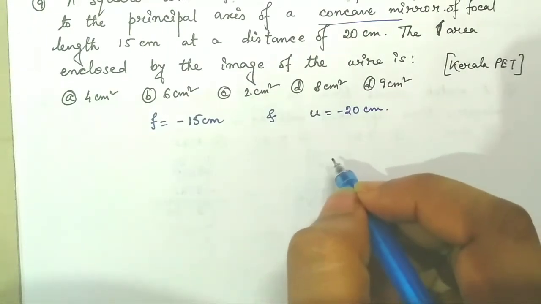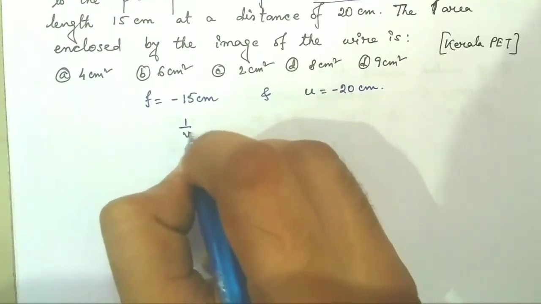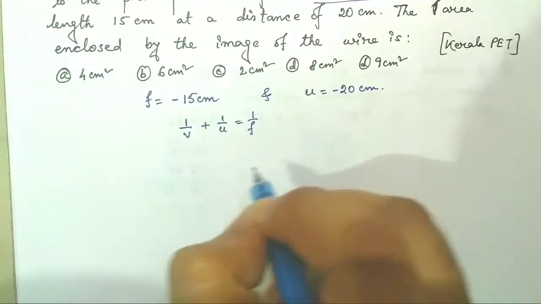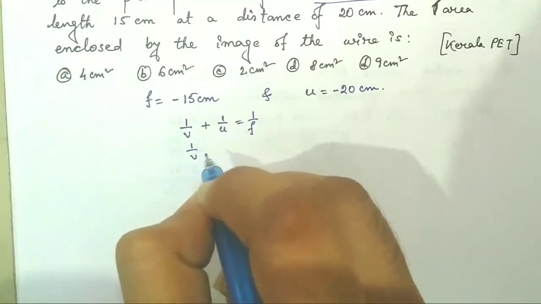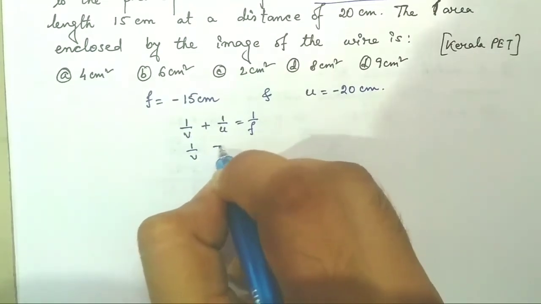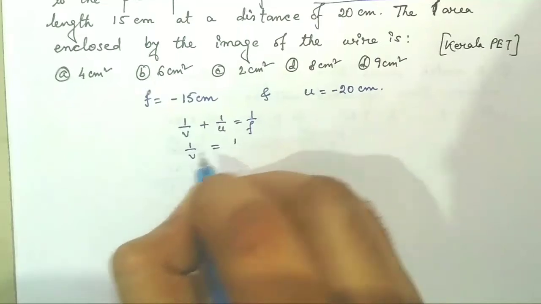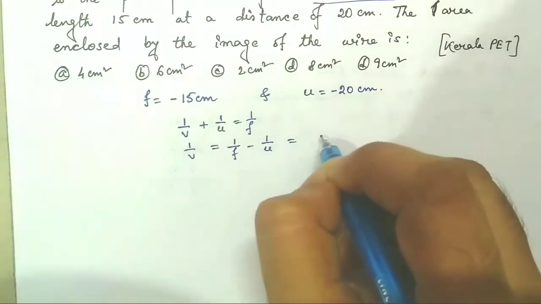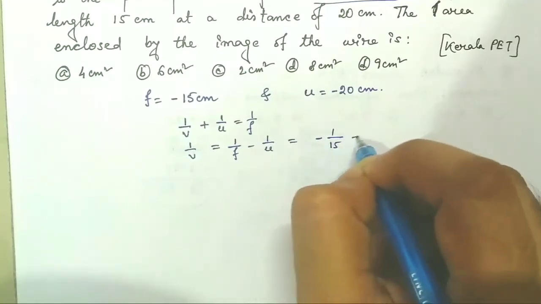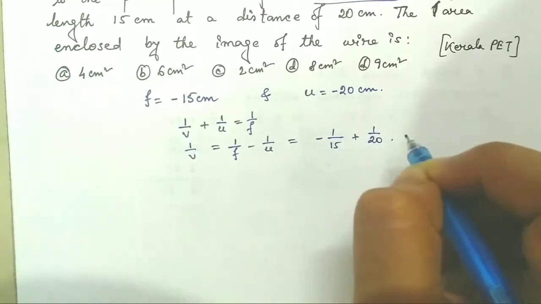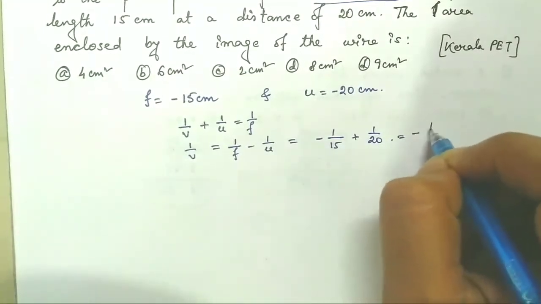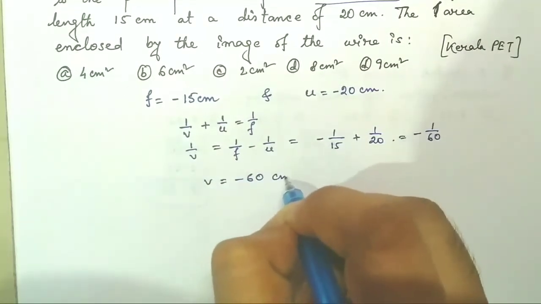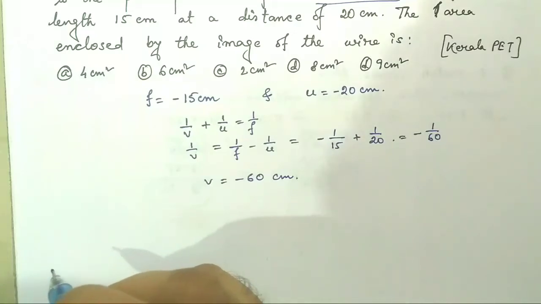Now using the mirror formula, we can write 1 by v plus 1 by u equal to 1 by f. Now calculate the value of v. 1 by v equal to 1 by f minus 1 by u equal to minus 1 by 15 plus 1 by 20. So this will give us minus 1 by 60 or v equal to minus 60 centimeter.